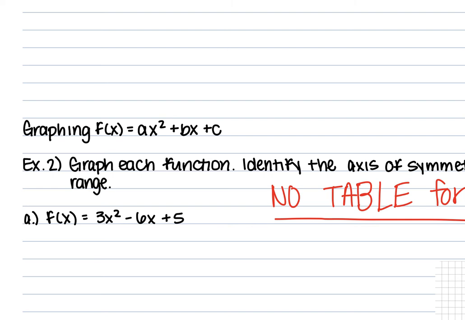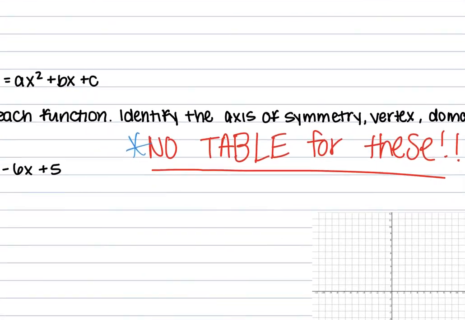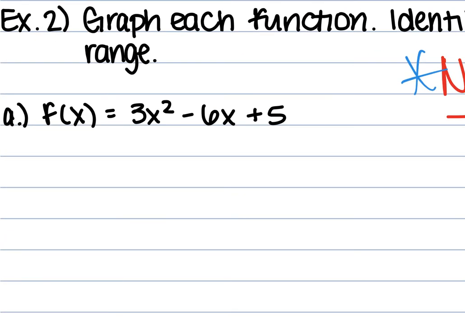Next, guys, is we are going to be graphing these functions without using a table, okay? So we're going to use that axis of symmetry, that vertex, and one other piece of information to graph all of these functions, okay? So put a little star next to no table, okay? Before, the only way we graph these was by using a table, okay? All right, so first things first, label your A, your B, and your C.